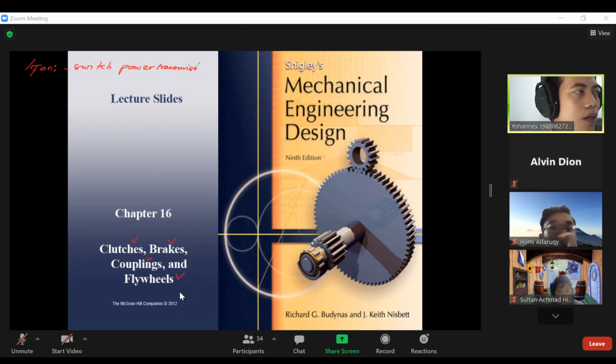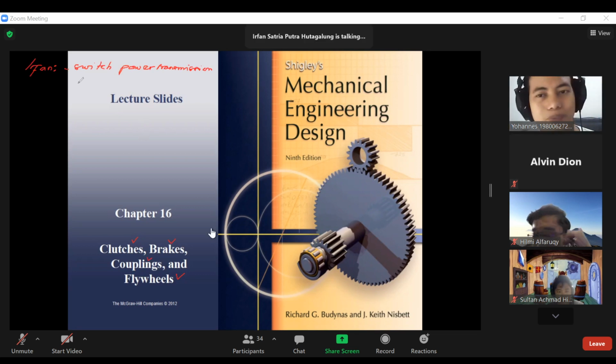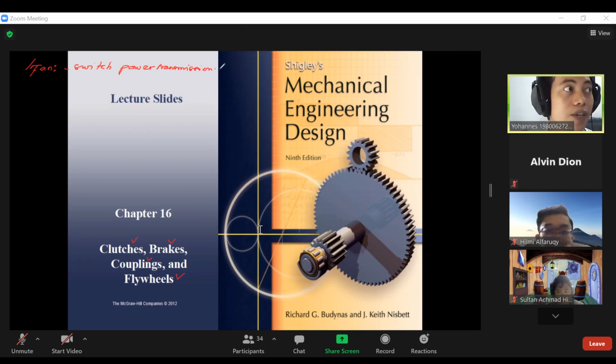Okay. Where do you find this component? On transmission? Power transmission, vehicle, right? Yes. Okay, vehicle. That's good. And how about brake? This is clutch. Now about the brakes. Anyone want to try to explain the brake?